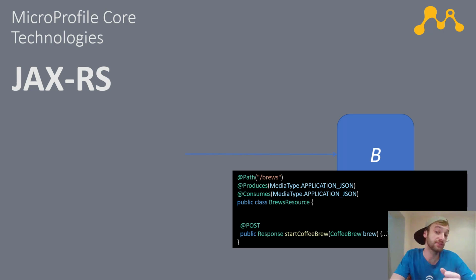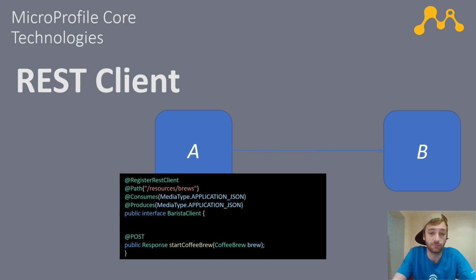So JAX-RS, again, very simple. You've just got your ApplicationPath annotation. It produces and consumes JSON. And then essentially, you've got a POST request, and that's pretty much all that's required. REST Client, so attaching to a REST endpoint. Again, the only difference here is the RegisterRestClient.